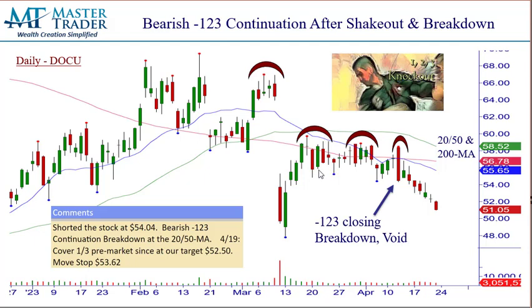This is what we call a bull sandwich, which is a big fat green bar sandwiched between two fat red bars. And now I have two more topping tails. That is a short-term top. Now it's still just going sideways. It doesn't want to give it up. The bulls and bears don't know, is it going to break out or break down?